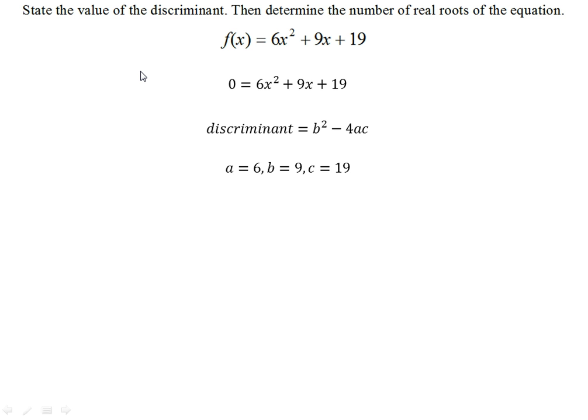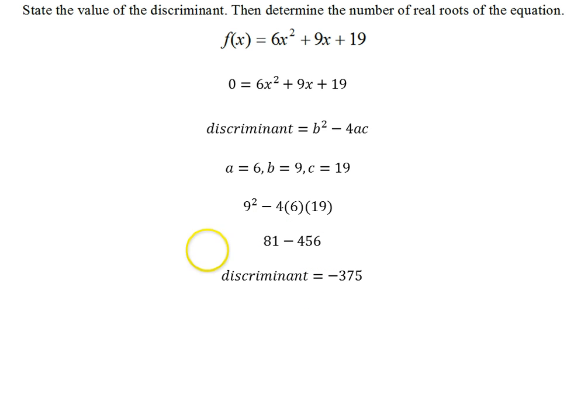A is 6, b is 9, and c is 19. So we're going to take these values and plug them in: b squared minus 4 times a times c. And then we're just going to evaluate. 9 squared is 81. 4 times 6 times 19 is 456. 81 minus 456 is negative 375.